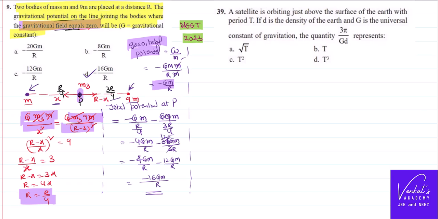There is one more question given for you. See this. A satellite is orbiting just above the surface of the earth with a time period T. If d is the density of the earth and G is the universal gravitational constant, what is 3 pi by Gd?